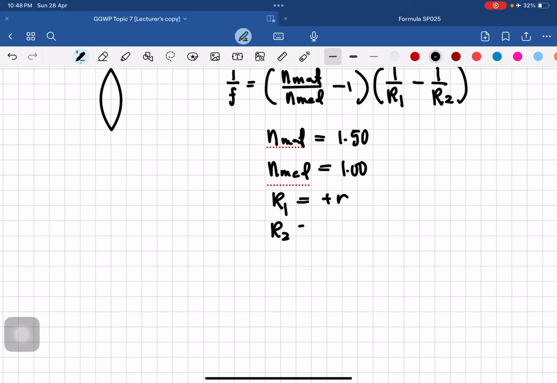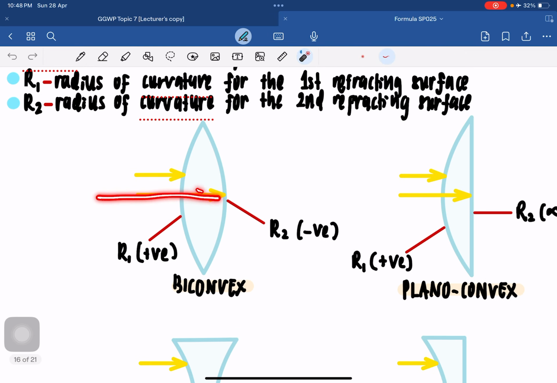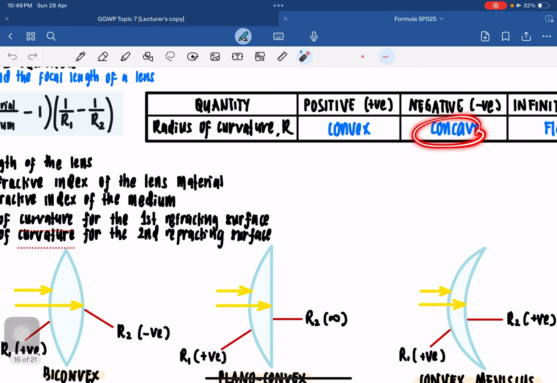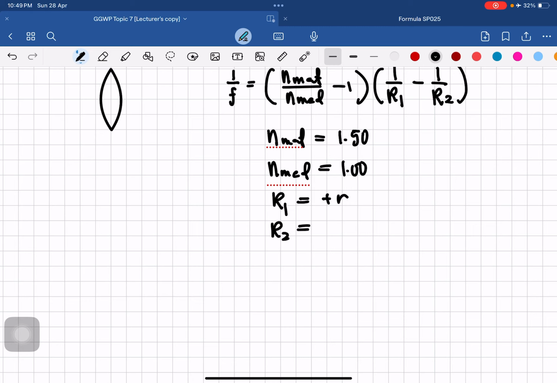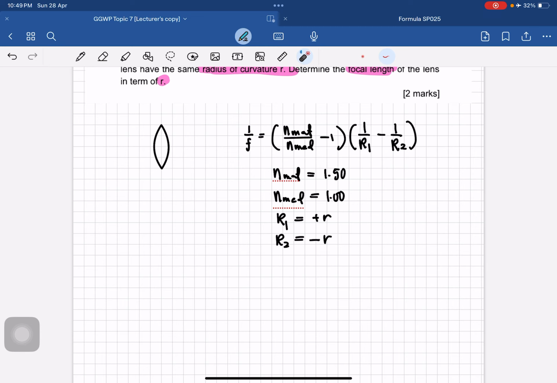Now how about the second radius of curvature? If we refer here, light from the left side goes onto the second surface here. This is a concave surface. So since this is a concave surface, what do we know? If it is a concave surface, the radius of curvature should be negative. So from here we know this one should be negative R. So do we have all the information? This one we have, this one we have, this one we have. So can we find F? Yes, because we have all of the information already.